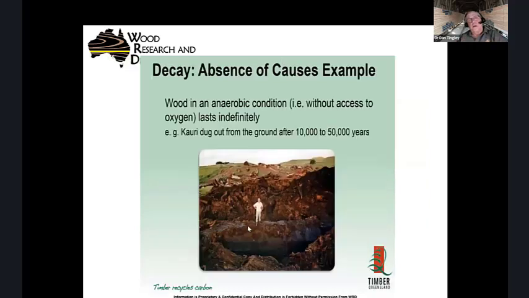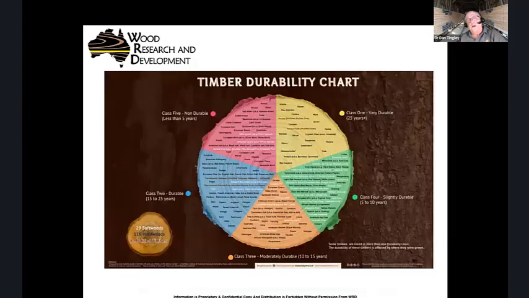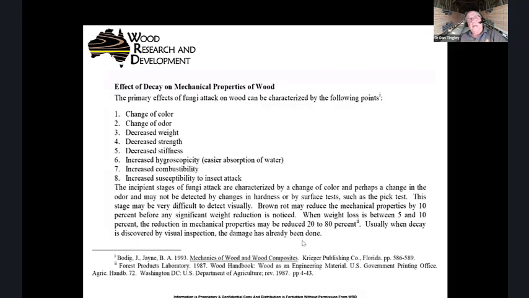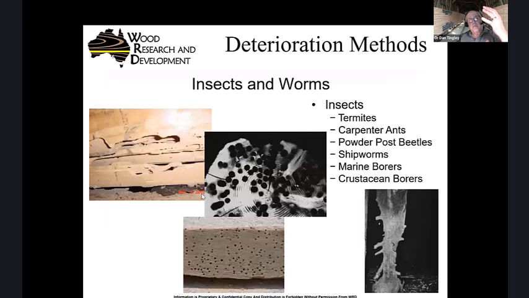This Cowley log in Western Australia has very poor decay resistance, but yet it's been under the ground 10,000 to 50,000 years. This guy's standing on it, not decayed. What was missing? Oxygen. So timber has this natural durability, and it has this impact from having the right ingredients of moisture, of oxygen, and temperature. And when it begins to decay, these things are impacted. It's color, odor, weight, strength, and these are the things that get impacted.